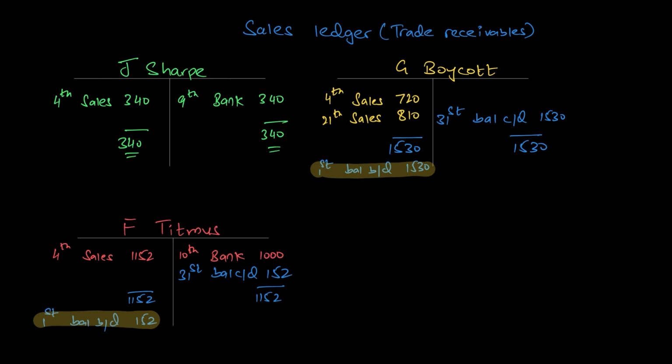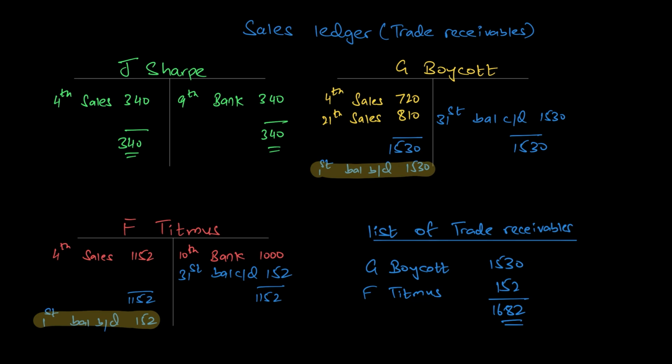Okay, now one last step for sales ledger. We should also insert a list of trade receivables. I've inserted that over here. This shows the outstanding trade receivable balances. So in my example, G Boycott owes me 1530. I've written that here. F Titmus owes me 152. So the total outstanding trade receivables is 1682. I will use this figure when I summarize my numbers. So trade receivables in total owe me 1682. I did not write J Sharp's name because he does not owe me anything. That's for sales ledger.